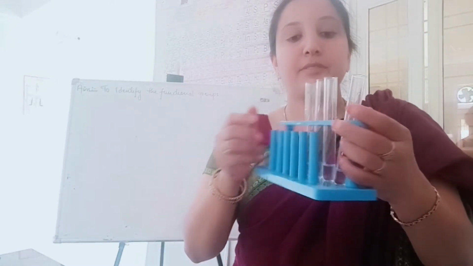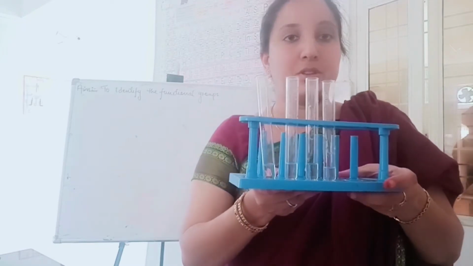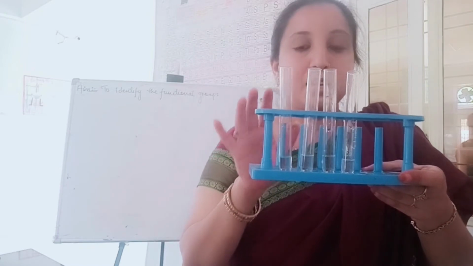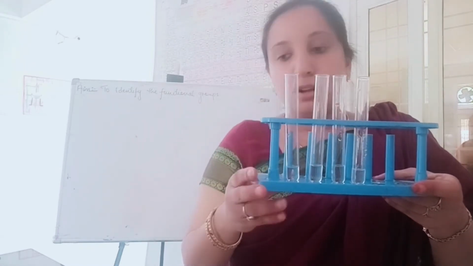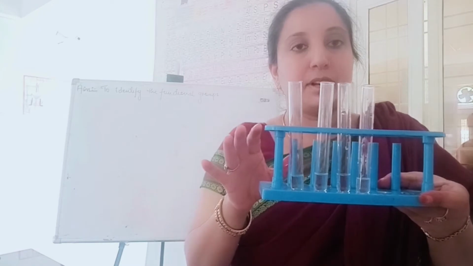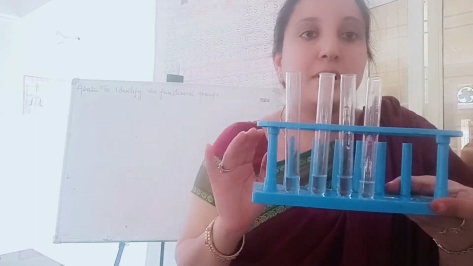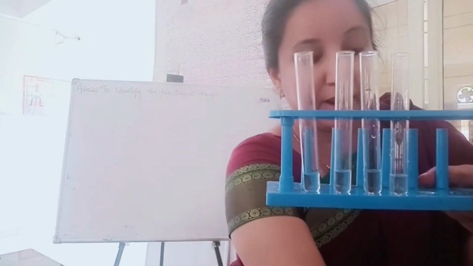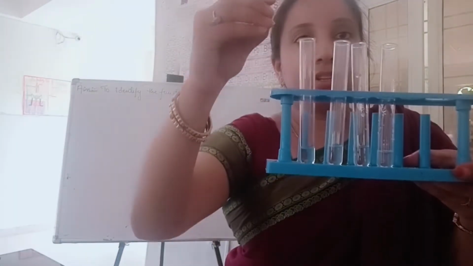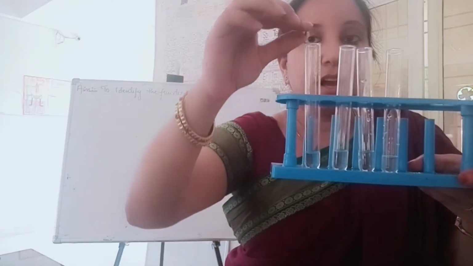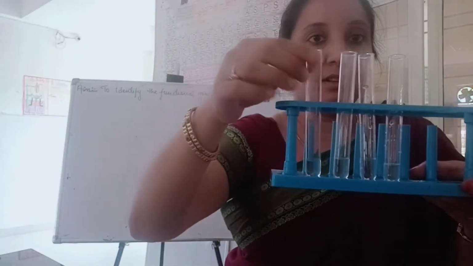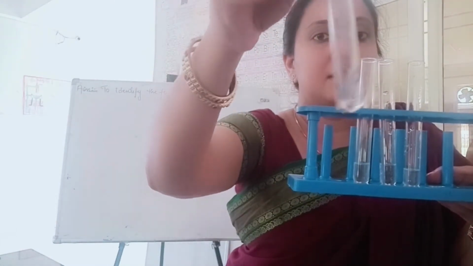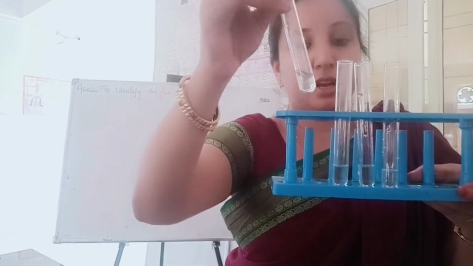In this I have taken the dilute NaOH. All 4 test tubes contain dilute NaOH. One by one I am going to add all the testing materials, and you need to note down the observations. At first, I am adding zinc metal to this NaOH. If you look, nothing has happened to the zinc metal when added to dilute NaOH.